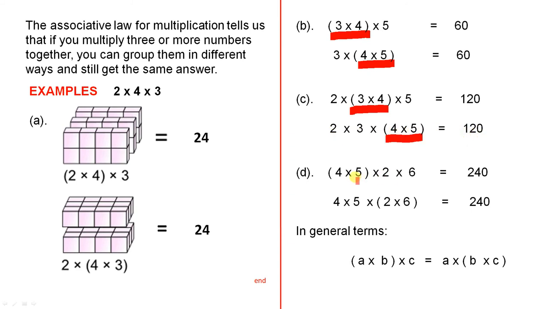If you were to multiply 4 by 5 by 2 by 6, you can group the 4 and the 5 together to give you 20 times 2 times 6, which gives you 240. Or you can group the 2 times 6 together to give you 4 times 5 times 12, which gives you 240. So in general terms, meaning you can have any 3 numbers, you can have actually more than 3, but let's just pretend we're going to tell you the general rule for 3 numbers. If you multiply a by b by c, you can group a and b together and multiply them by c. You'll get the same answer if you group b and c together and multiply them by a.